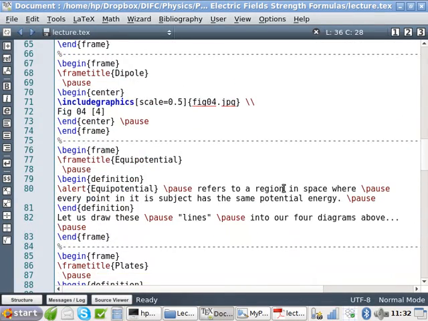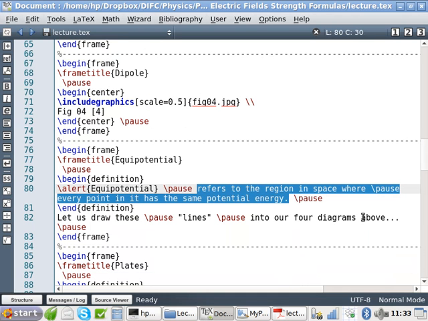Equipotential refers to the region in space where every point in it has the same potential energy. Alright, that's it there. Don't write pause, okay? Refers to the region in space where every point in it has the same potential energy.